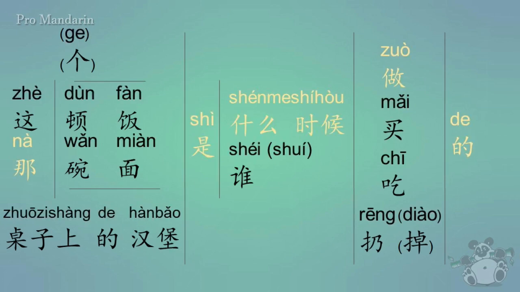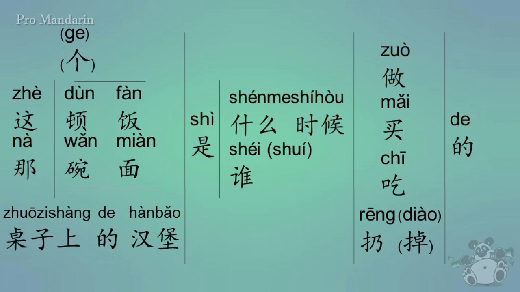那是什么时候做的? So right there, I didn't use any classifiers at all. I could have said 那个是什么时候做的, but most of the time they don't. They just say 那是 for that is, or 这是 for this is, as I said before. And again, since I'm not using any nouns, I don't have to use any classifiers.